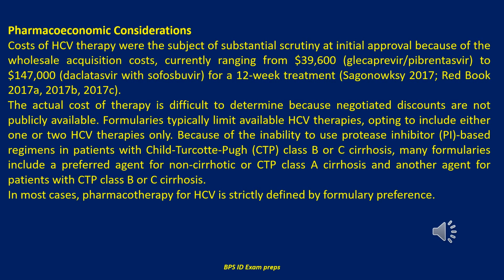Formularies typically limit available HCV therapies, opting to include either one or two HCV therapies only. Because of the inability to use protease inhibitor, abbreviated as PI-based regimens in patients with Child-Turcotte-Pugh, abbreviated as CTP, Class B or C cirrhosis, many formularies include a preferred agent for non-cirrhotic or CTP Class A cirrhosis and another agent for patients with Child-Turcotte-Pugh Class B or C cirrhosis. In most cases, pharmacotherapy for HCV is strictly defined by formulary preference.